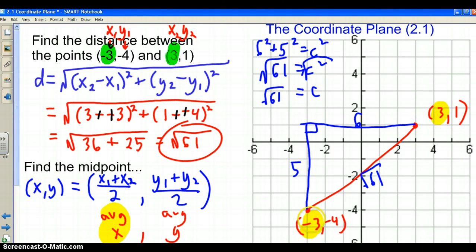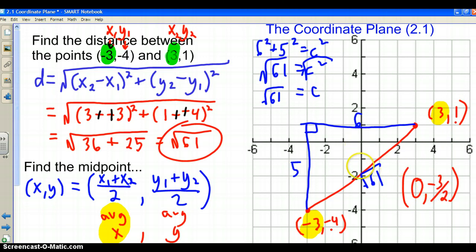So 3 plus negative 3 is 0. 0 divided by 2 is 0. So the x value of my midpoint is going to be 0. Let's add up the two y values. Negative 4 and 1 adds up to negative 3. Half of negative 3 is negative 1.5, or negative 3 halves, however you want to write it.